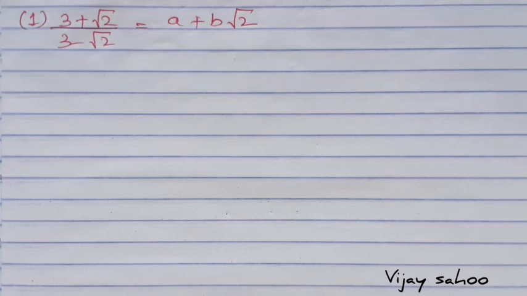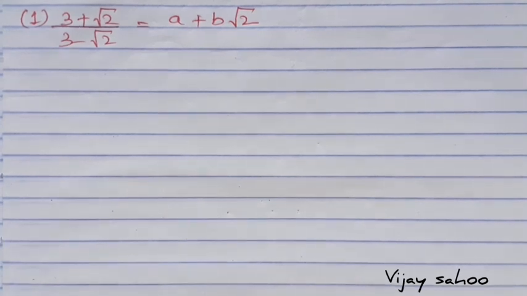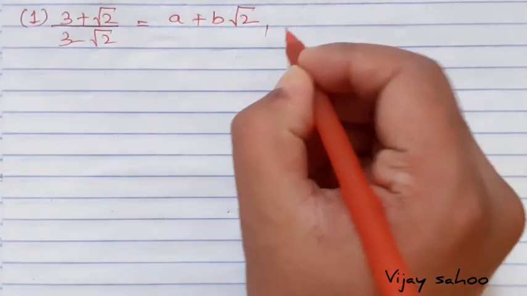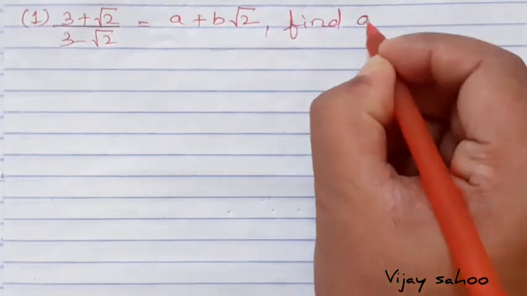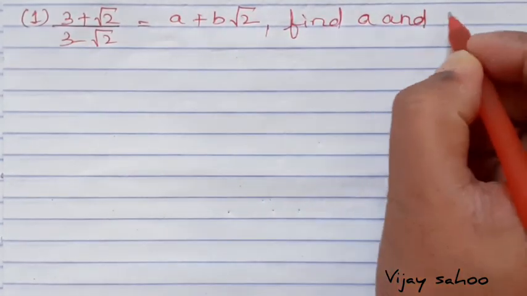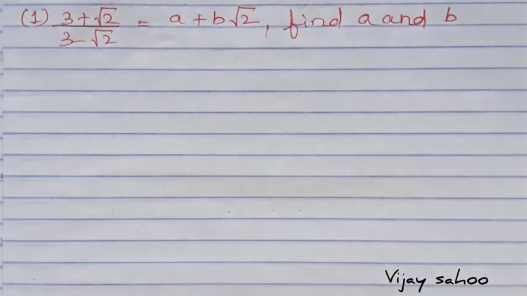Students, now we are going to see a very important part of rationalization, and this type of question does come in exams, and it is a 3-mark or 4-mark question. Now if you see what is given here: (3 + √2)/(3 − √2) = a + b√2. The question will be: find a and b. We have to find the value of a and b.